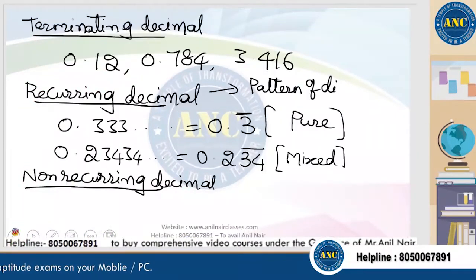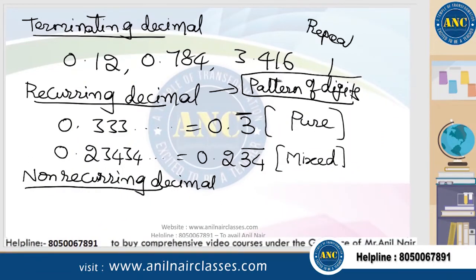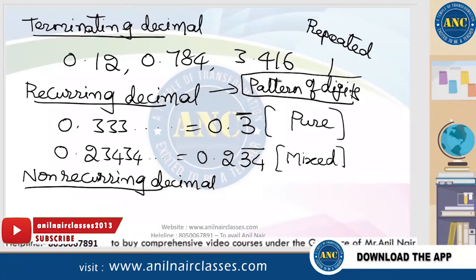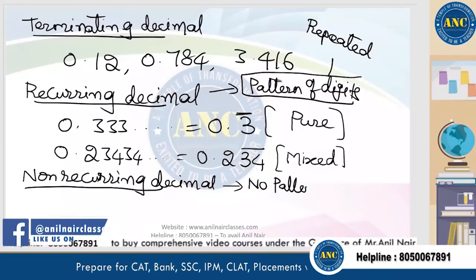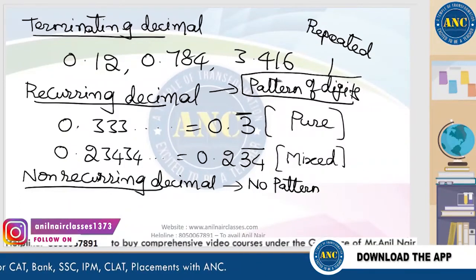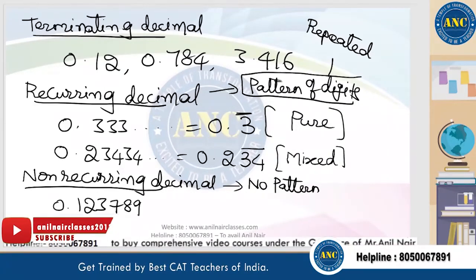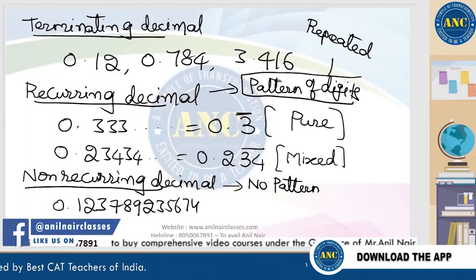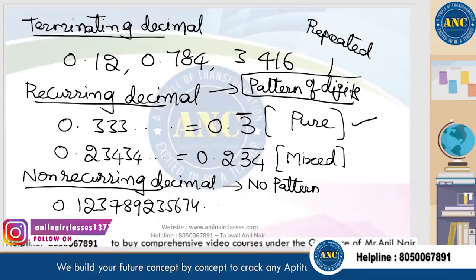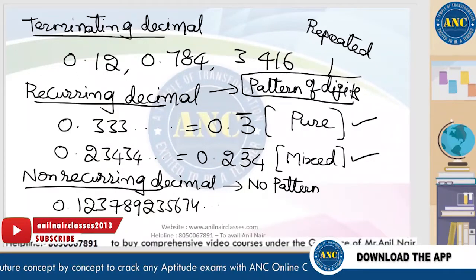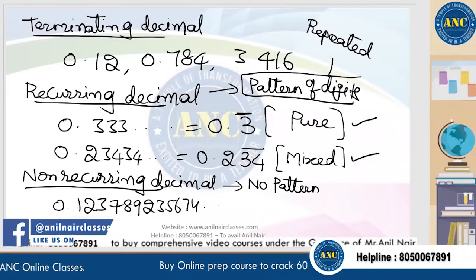Pattern of digits getting repeated. That is a recurring decimal. Non-recurring: there is no particular pattern. If there is no pattern, write, for example, 0.123789235674. There is no particular pattern. In recurring decimal, only a few particular digits are getting repeated. Are you all with me? Recurring is marked by a bar on the digit which is getting repeated.